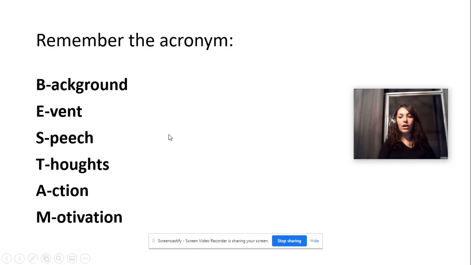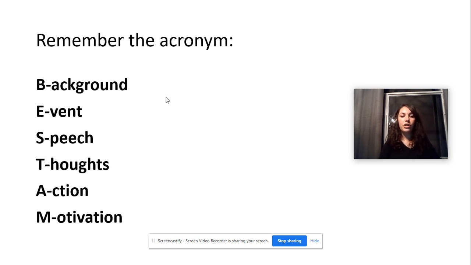All right, here's the acronym that I want you to remember. Whenever you're done reading a passage and you're focusing on the character's motives, and it's asking you about making an inference on the character's feelings, this is the acronym that you're going to be using. You're going to use BEST AM. You're going to think about background. You're going to think about the event or events. You're going to think about the character's speech, which is what the character's saying, the character's thoughts, action or actions, and the character's motive or motivation.